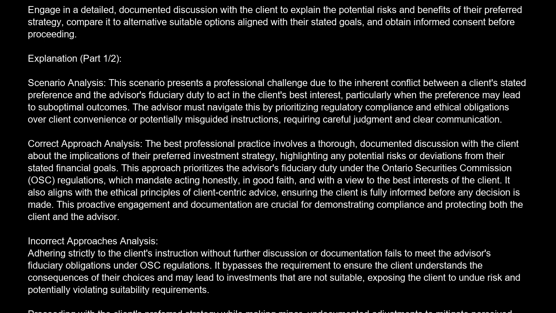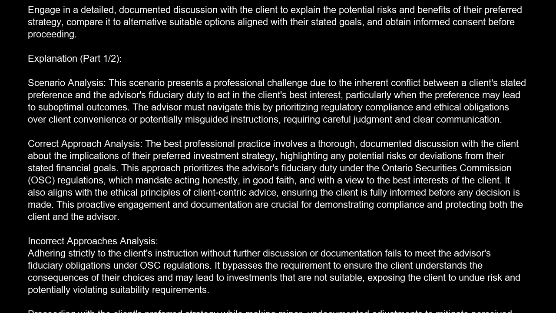It also aligns with the ethical principles of client-centric advice, ensuring the client is fully informed before any decision is made. This proactive engagement and documentation are crucial for demonstrating compliance and protecting both the client and the advisor.